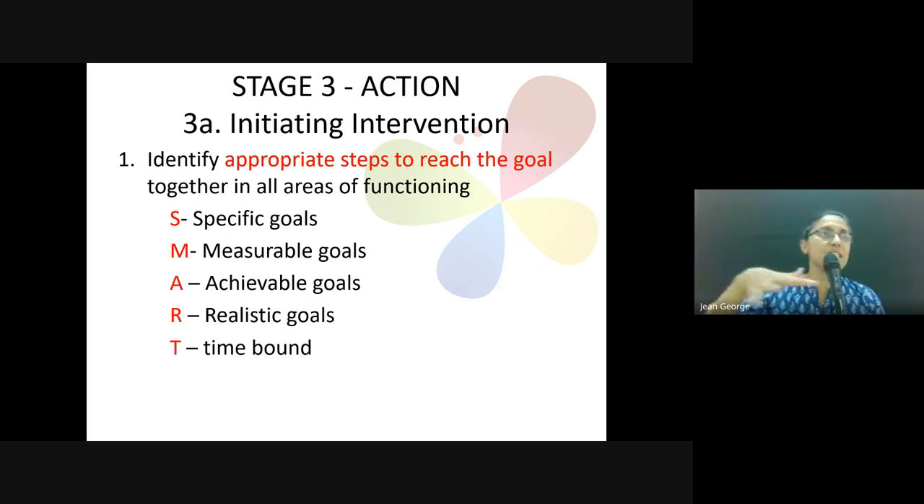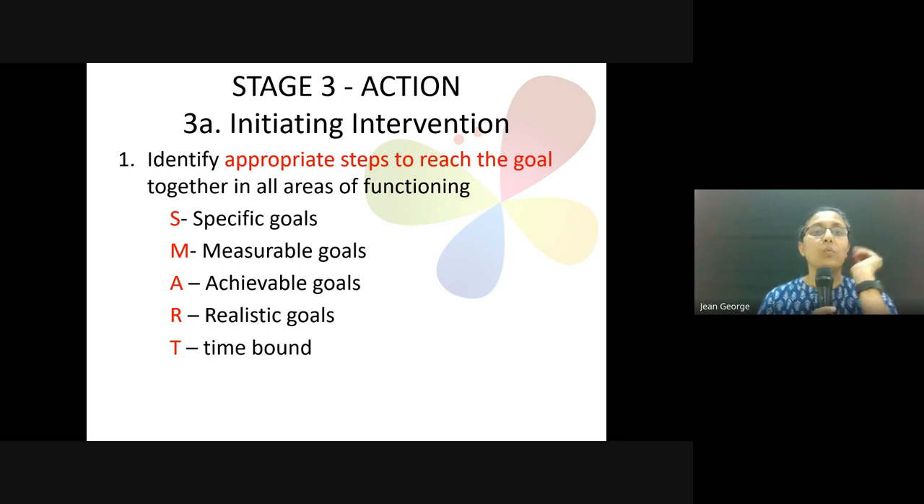So it's not that in goal setting you discuss all the five areas, and then in action you go and do all the five. It doesn't happen like that. So it may be one by one. Now, in the action, the first thing that you are doing is you are going to begin that process of intervention. So if there is an intervention, you have to identify what are the steps to reach the goal. So he says, I want to get rid of my alcohol. So what are the specific steps that you need to do to get rid of alcohol?